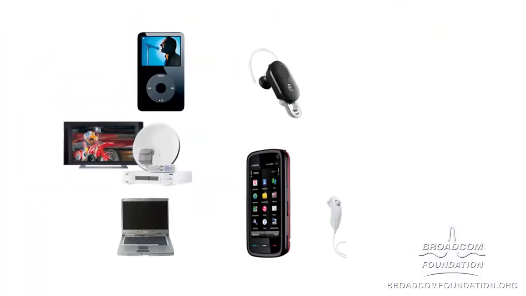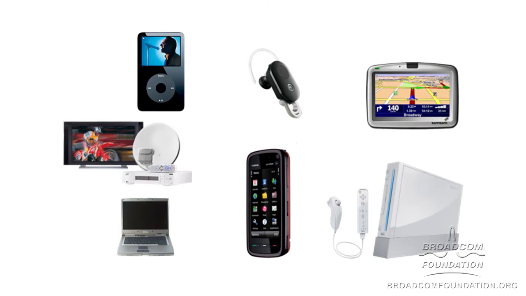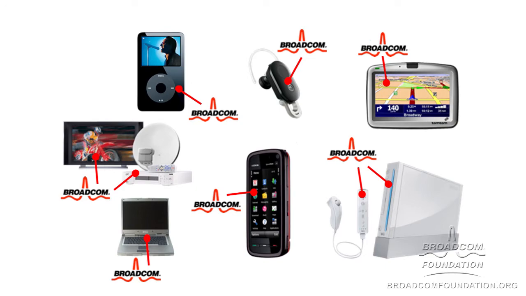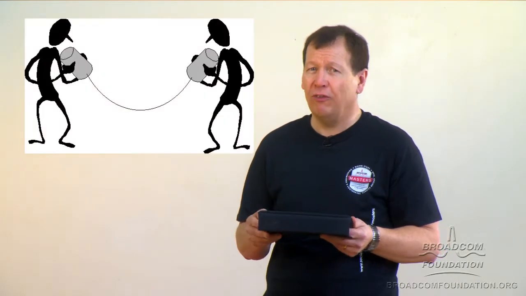If you've got any of these gadgets, you'll be surprised to learn that in fact there's Broadcom chips inside every single one of them. Everything we make is for communications, for different ways of connecting machines together or for people to communicate. So where do we begin to make these microchips?